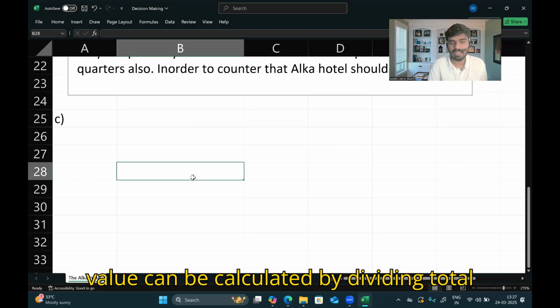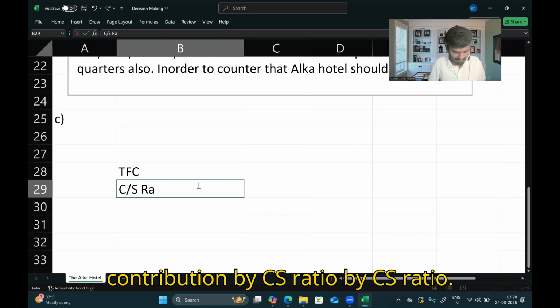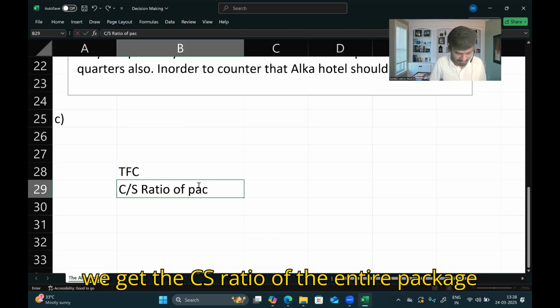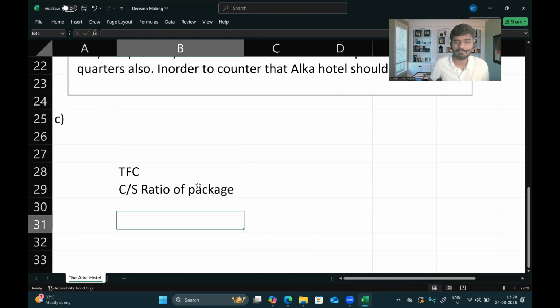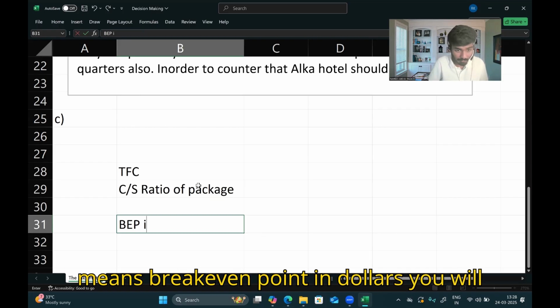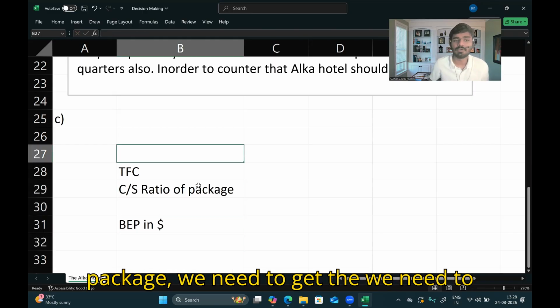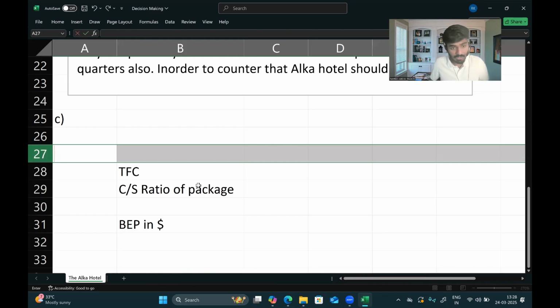Break-even point in sales value can be calculated by dividing total fixed cost by the CS ratio. We can write it down: CS ratio of the package. If we get the CS ratio of the entire package and the total fixed cost, we'll get the break-even point in sales, which means break-even point in dollars. So if we want to get the CS ratio of the package, let me add a column here so that it looks nice.